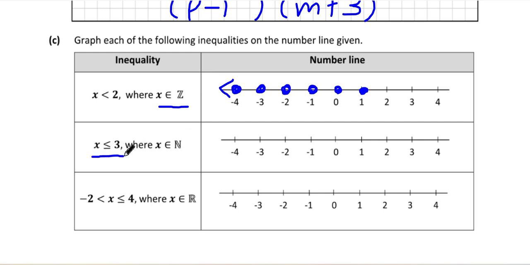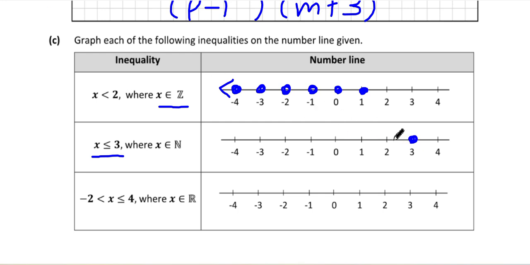x smaller than or equal to 3, x an element of n. Once again, I'm going to make a mistake. Your job is to find it. Two mistakes. What's the first mistake I'm clearly making? Why shouldn't it be aligned? Natural numbers are whole numbers.